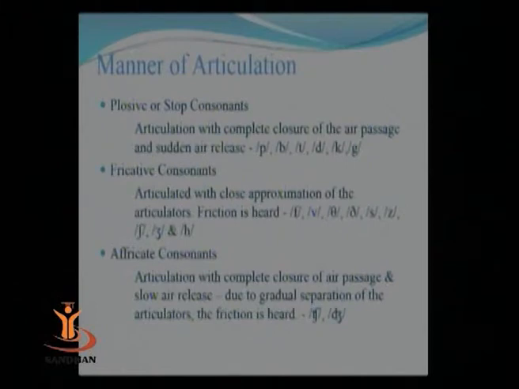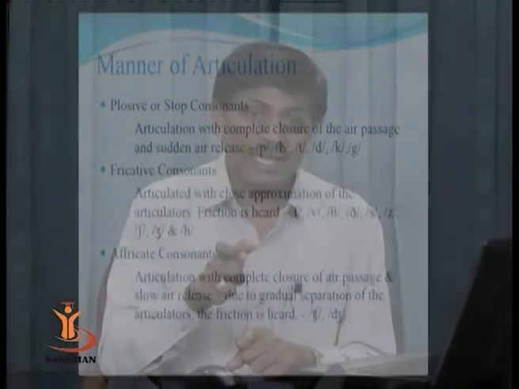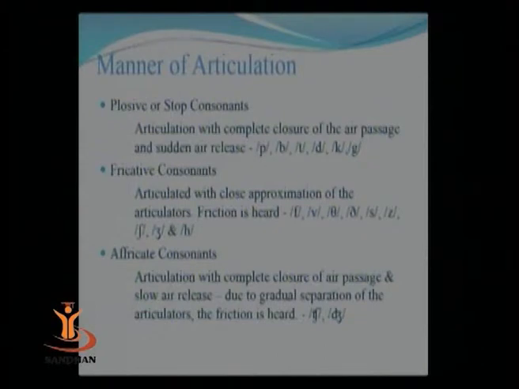In the plosive consonant, the oral tract was closed, closure was complete, but the release of the air was sudden, and that's why it was plosive. In the affricate consonant, again the oral tract is closed completely, the air is blocked completely, but the release of the air is slow. Due to that gradual separation of the articulators, the friction is heard. And when we hear this friction, we hear ch, ch, ch.